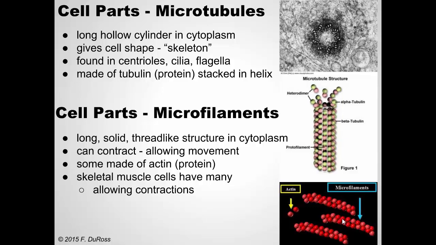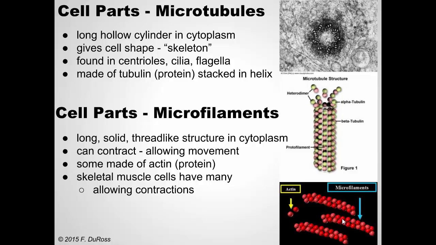Microtubules, microfilaments, these are parts of the cytoskeleton, sort of the internal structure of a cell that allows for the structure for things to move. Microtubules are, just as the name would suggest, hollow little cylinders, a tube that gives the cell shape. They're found in the cilia and the flagellum and centrioles. They're made of special types of proteins called tubulin that arrange themselves in a helix, which forms a little hollow tube.